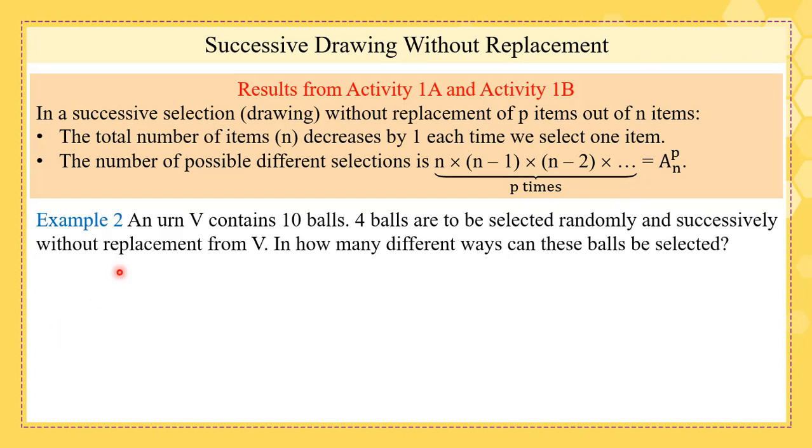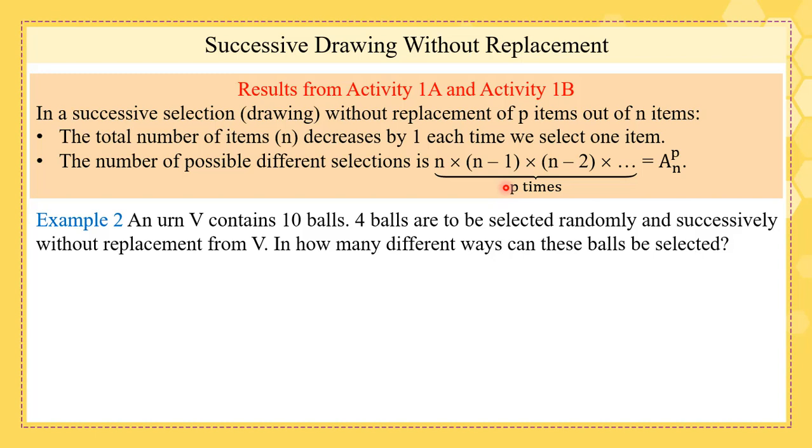Let's see this example. An urn V contains 10 balls. 4 balls are to be selected randomly and successively without replacement from V. In how many different ways can these balls be selected? So what's important in this question, we have 10 balls and we need to select 4 balls out of these 10. How do we need to select them? We select them successively without replacement.